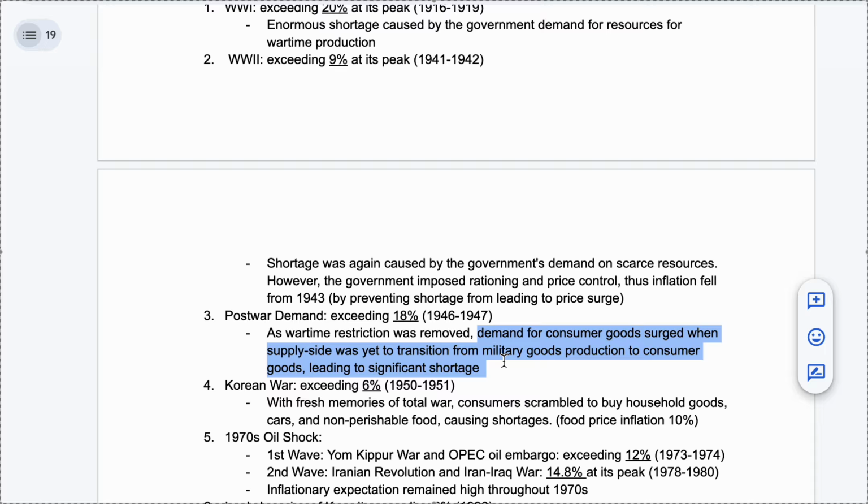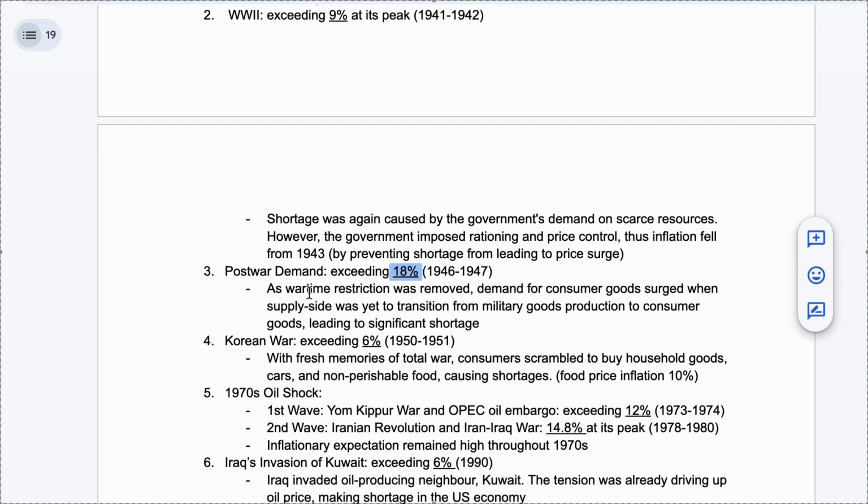But when we look at the supply side, they were not ready for it. They have been producing a lot of wartime goods, military goods. Those factories needed some time to get ready to make consumer goods. So that created a huge shortage, and shortage resulted in a spike in inflation, extremely high, very painful, and people's savings kind of lost their value. Yeah, so that's what happened.